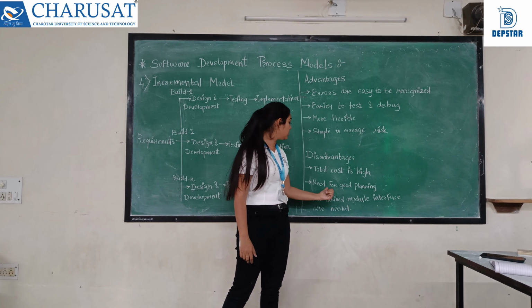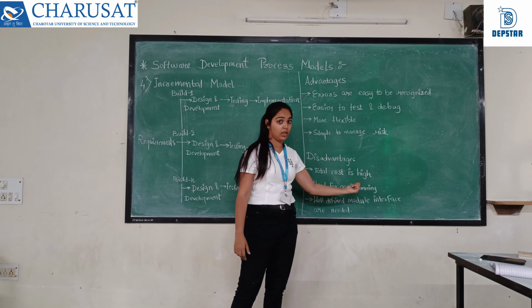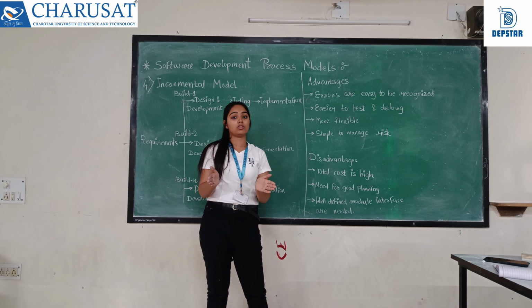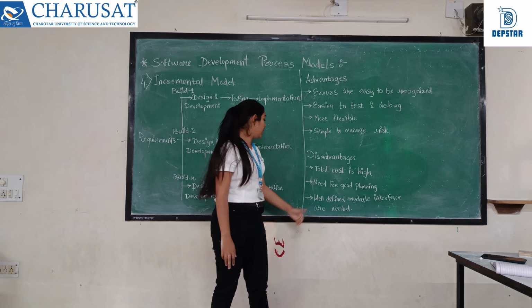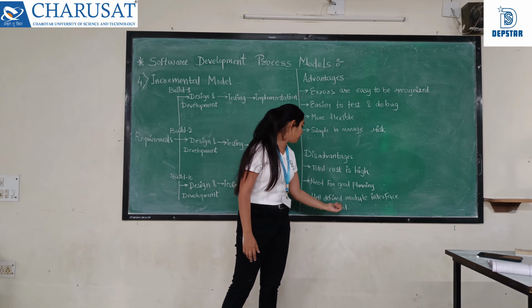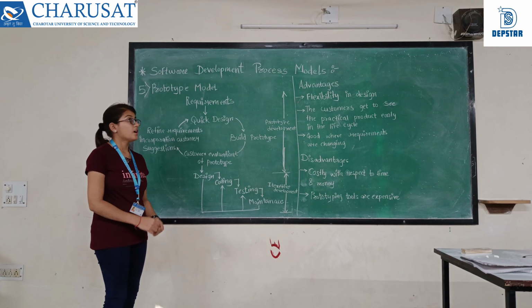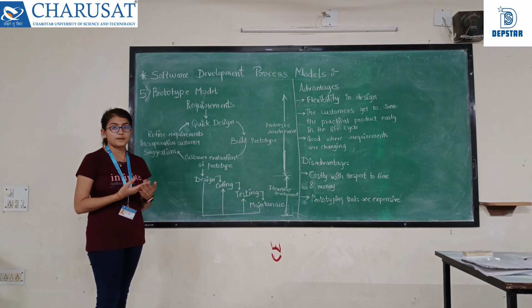The second one is the need for good planning. We need to plan our project so carefully, so neatly, so it looks perfect. The last one is that a well-defined model interface is needed. Thank you. Fifth model is the prototype model.